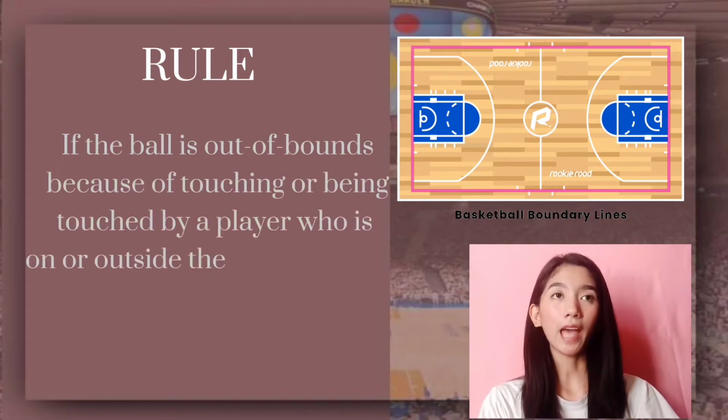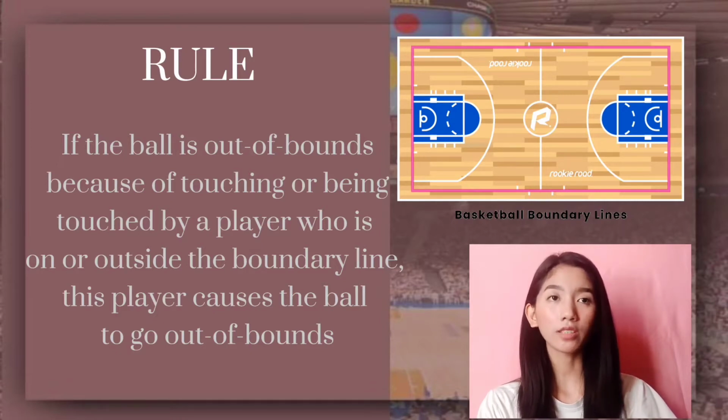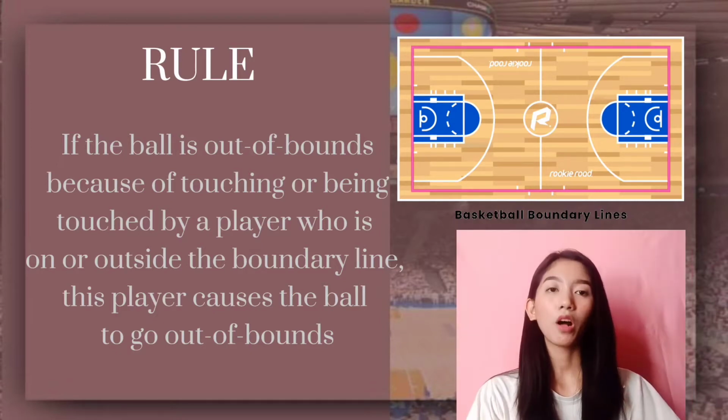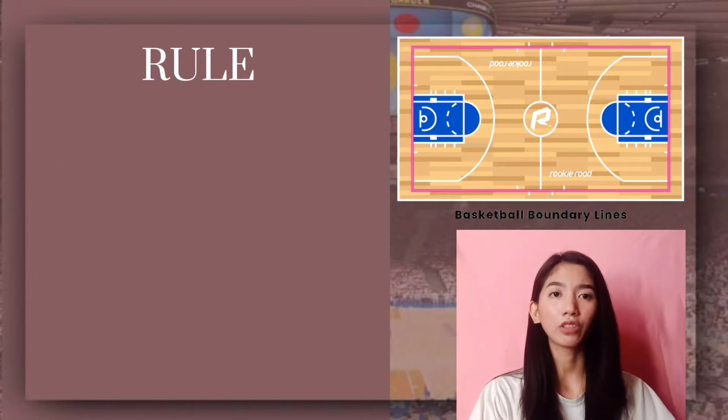Second, if the ball is out of bounds because of touching or being touched by a player who is on or outside the boundary line, this player causes the ball to go out of bounds. The ball will be out of bounds if it has a contact to a player or an object who's out of bounds or outside the boundary line.